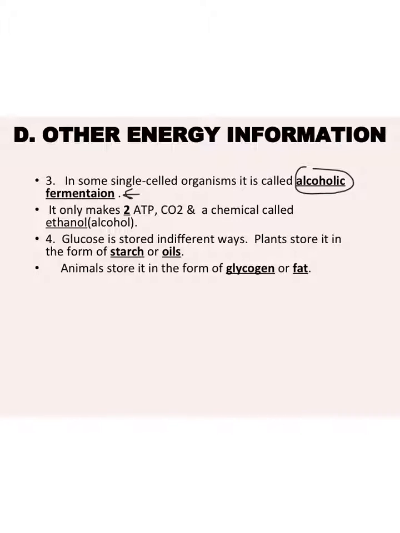They still make a whopping 2 ATPs, which isn't very much. But instead of making lactic acid, which makes our muscles sore, yeast make alcohol, or ethanol. Ethyl alcohol, that's just the alcohol that people above 21, some people drink that stuff. And that's how it's produced, through alcoholic fermentation.